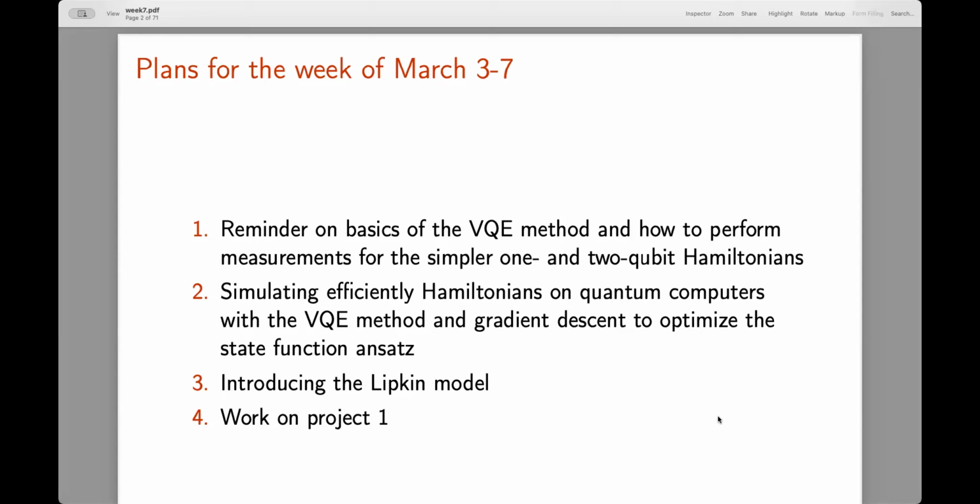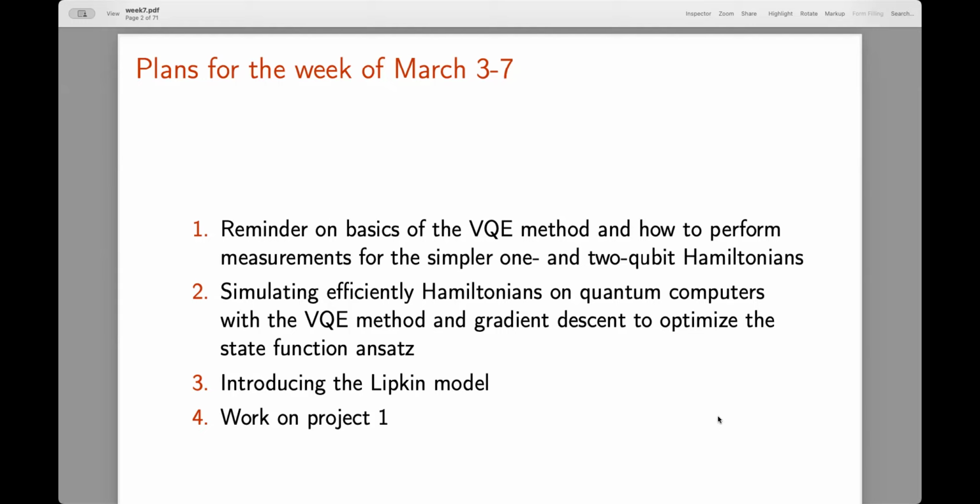Then for project two, we can see where your interests go, whether you would like to do quantum machine learning, or you would like to look at specific algorithms within quantum computing. Quantum Fourier transforms is one topic many people are interested in.